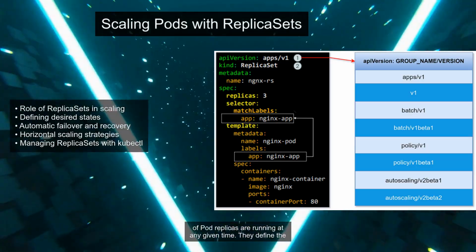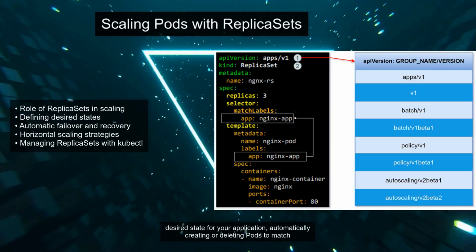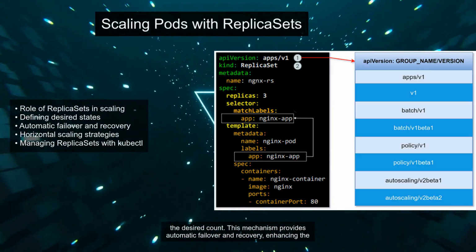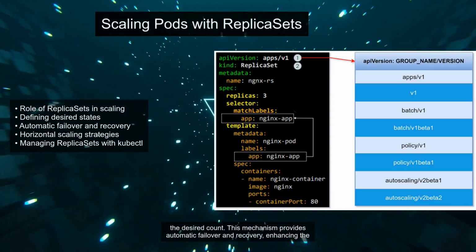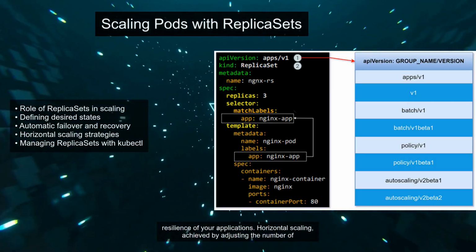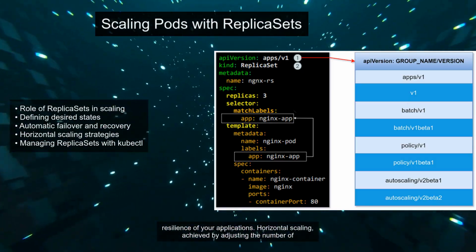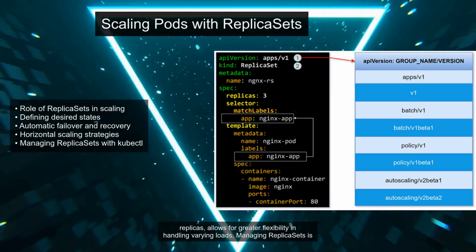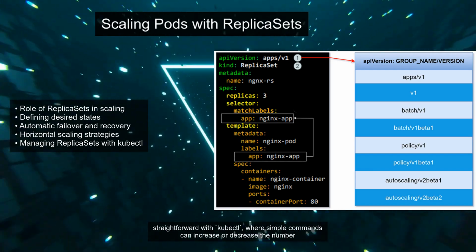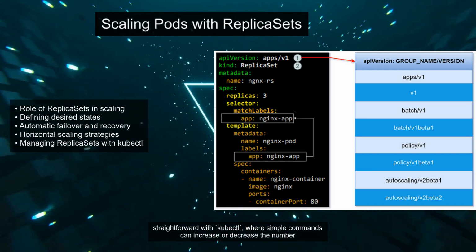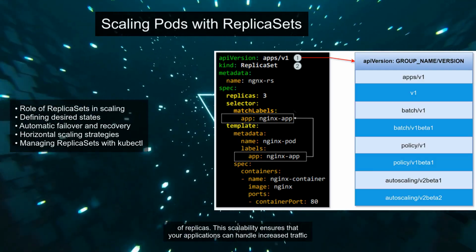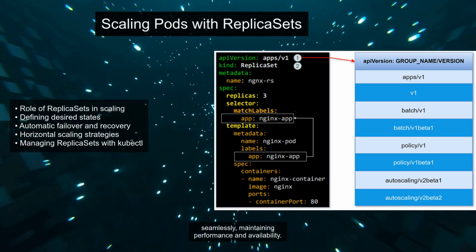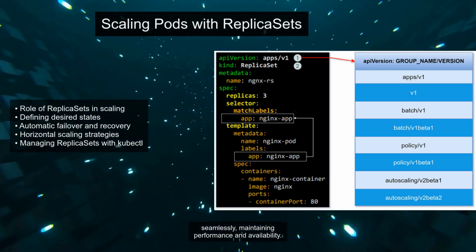Replica sets are crucial for scaling Kubernetes pods, ensuring that a specified number of pod replicas are running at any given time. They define the desired state for your application, automatically creating or deleting pods to match the desired count. This mechanism provides automatic failover and recovery, enhancing the resilience of your applications. Horizontal scaling, achieved by adjusting the number of replicas, allows for greater flexibility in handling varying loads. Managing replica sets is straightforward with Kubernetes, where simple commands can increase or decrease the number of replicas. This scalability ensures that your applications can handle increased traffic seamlessly, maintaining performance and availability.